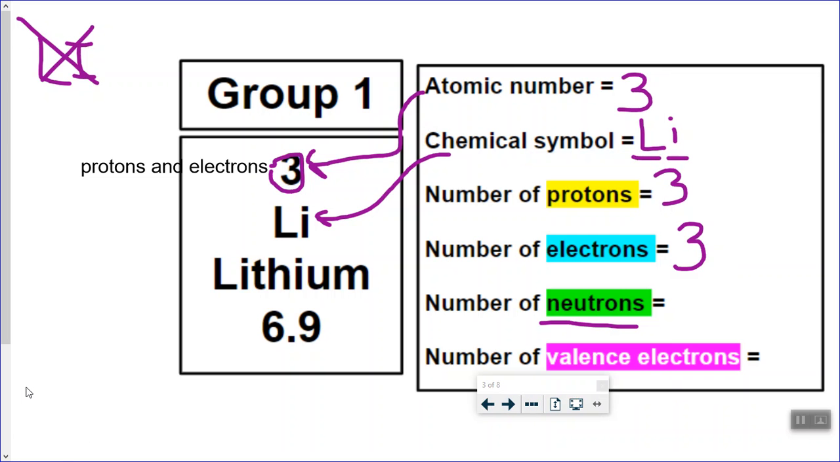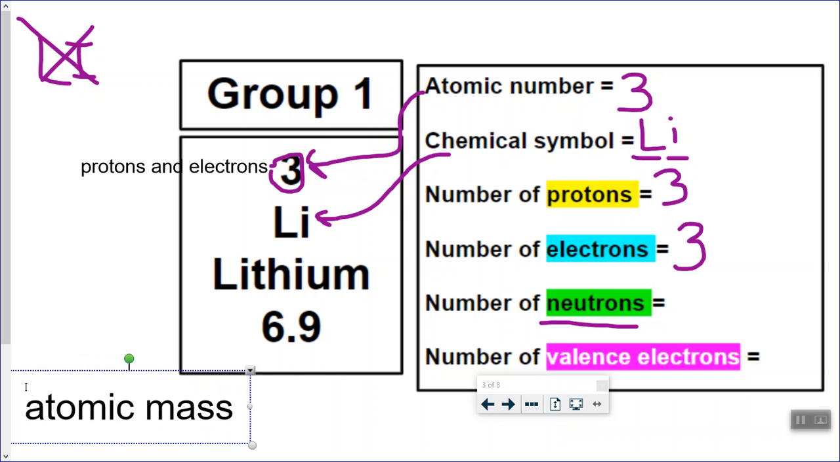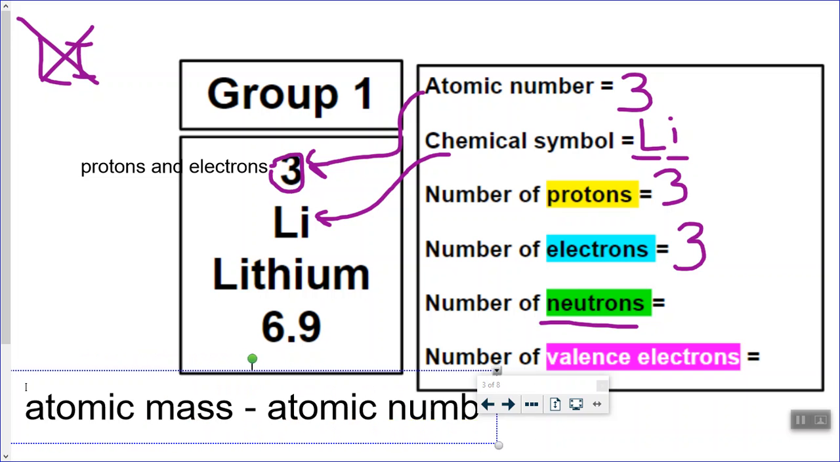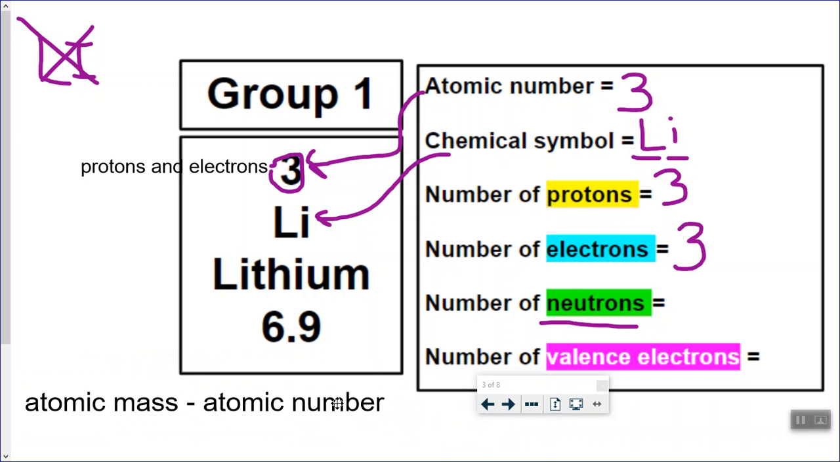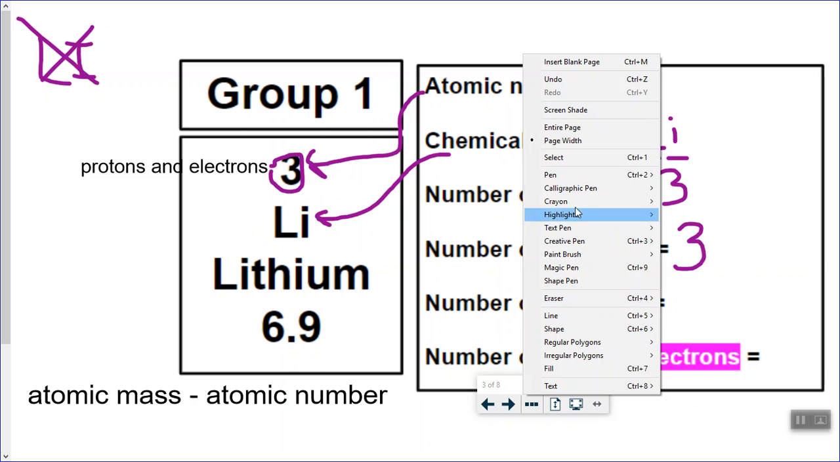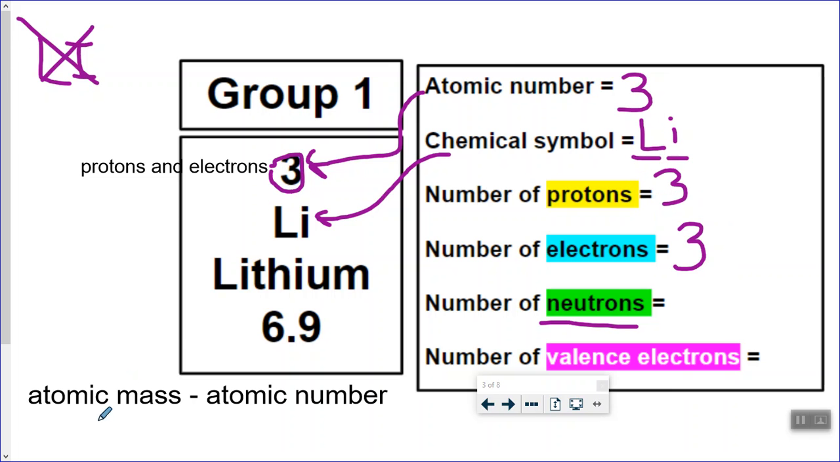Remember, to find neutrons, you need to do atomic mass minus atomic number. Okay? Let's do this one together. The atomic mass is this number, 6.9. But don't do 6.9 minus 3. No hagan eso. Okay? No.